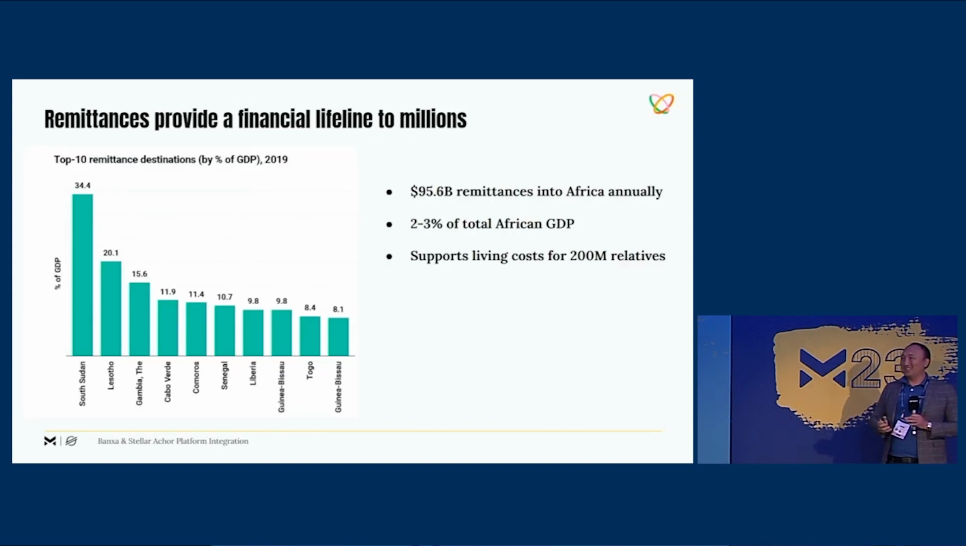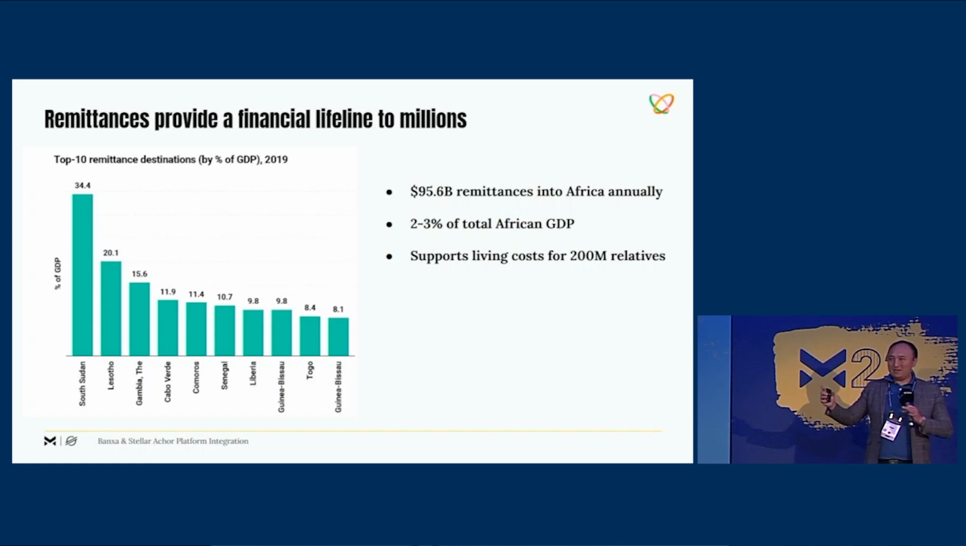And most importantly, remittances are incredibly important for the lifeline of the people living there. If you look at how much remittances contribute to GDP, South Sudan, for example, is at 34% of GDP. I mean, that's incredible, right? Now, across all of Africa, it's around 2 to 3%, but the money being sent from around the world into Africa is impacting over 200 million people.